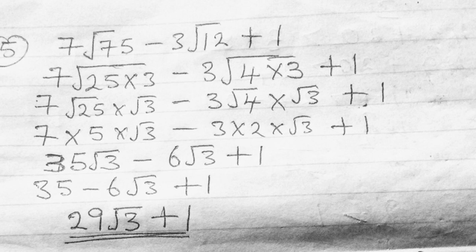Then root 3 and root 3 are like terms, so we need to collect them together. So 35 minus 6 will give us what? 29. So 29 root 3 plus 1 is the answer. So remember, whenever you are solving a surd, make sure that you have two factors. One has to be a perfect root, while the other one will not be a perfect root. That gives rise to the one that will be taken outside, just like we have 5 root 3, which is 25 times 3. All right, next question.